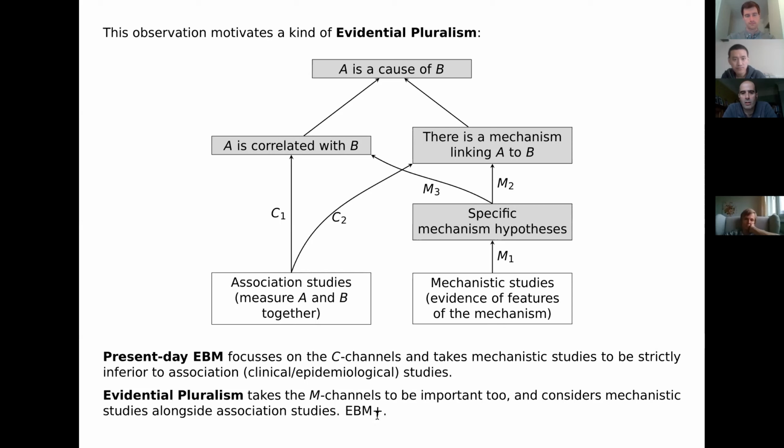And in the medical arena, this has led to a view called EBM+, which is a development of EBM that also takes mechanistic studies into account when assessing causation in medicine.